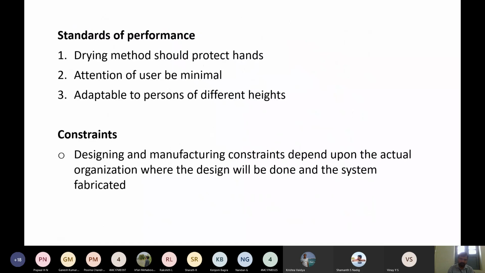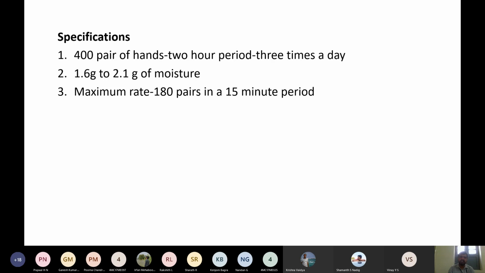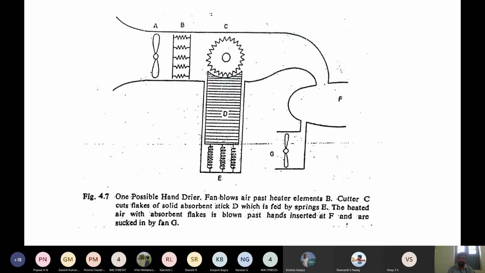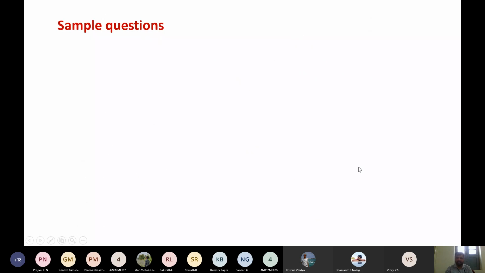Like this, you must be able to identify some of the specifications, standards of performance, and constraints for various products. For your CIE, the first 2 units are the syllabus, and the CIE pattern is 2 questions for 10 marks, and there is no choice. You have to attend 2 questions. Each question will be for 10 marks. By looking at the sample questions, you may get an idea what type of questions you can get.